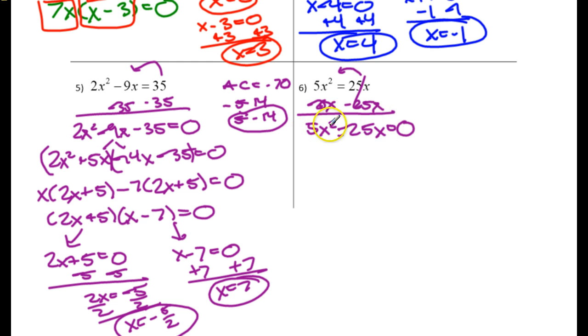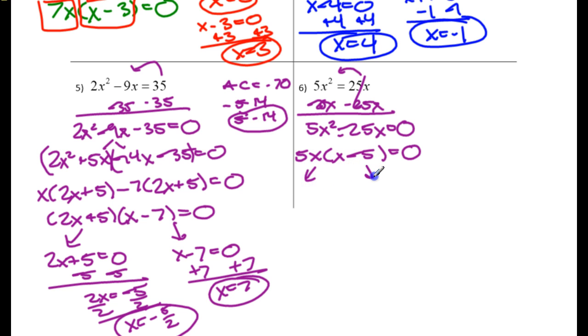So always look at what you can do. I can simplify this by dividing out 5, and I can divide out 1x. So 5x squared divided by 5x is x. Negative 25x divided by 5x is negative 5. Okay, so now I've got a monomial and a binomial.